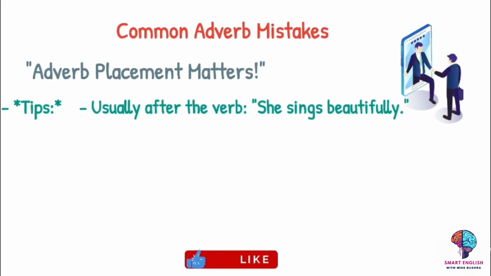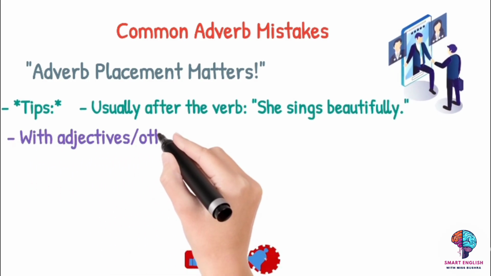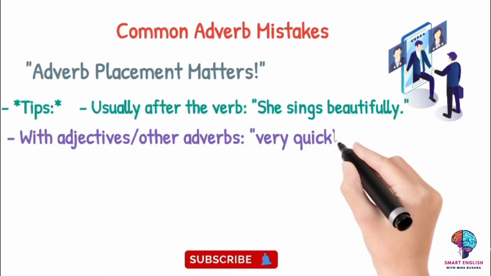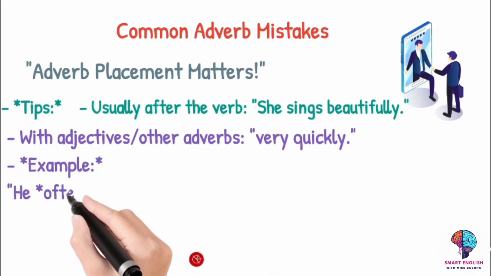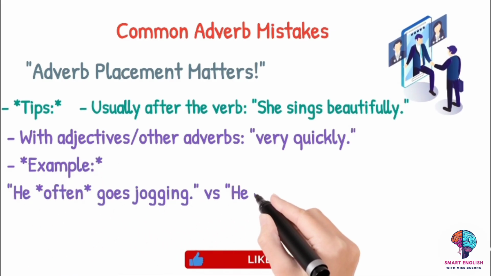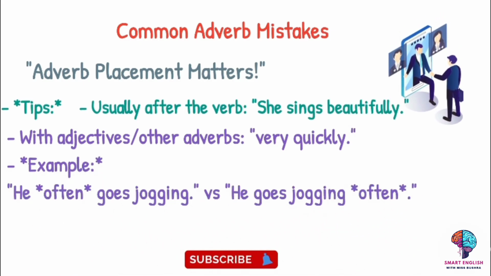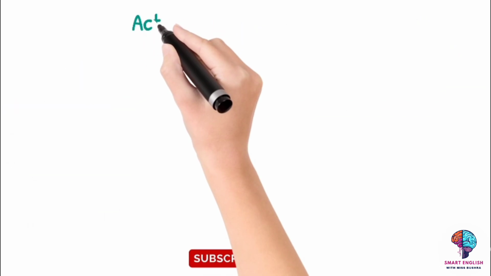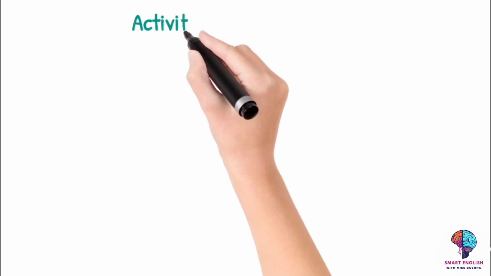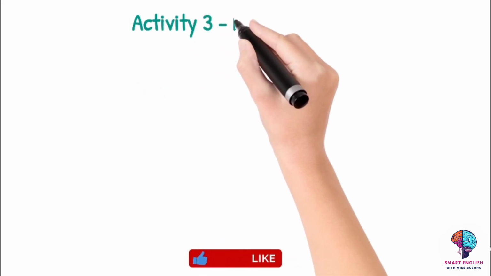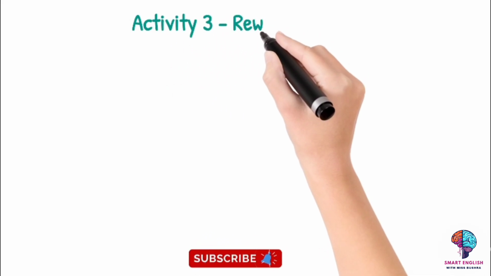Where are you putting the adverb? That really matters. Tip: usually after the verb. She sings beautifully. If you put the adverb first, that is wrong. Like "beautifully she sings," "smartly he drives," "fastly he drives." This is the wrong adjustment or placement of the adverb.